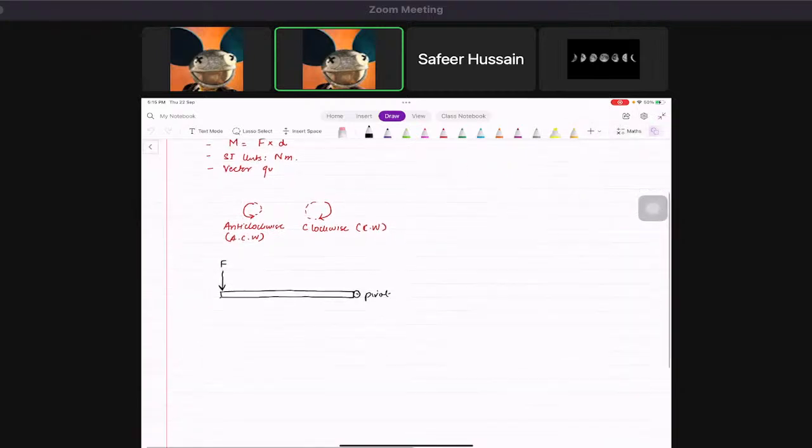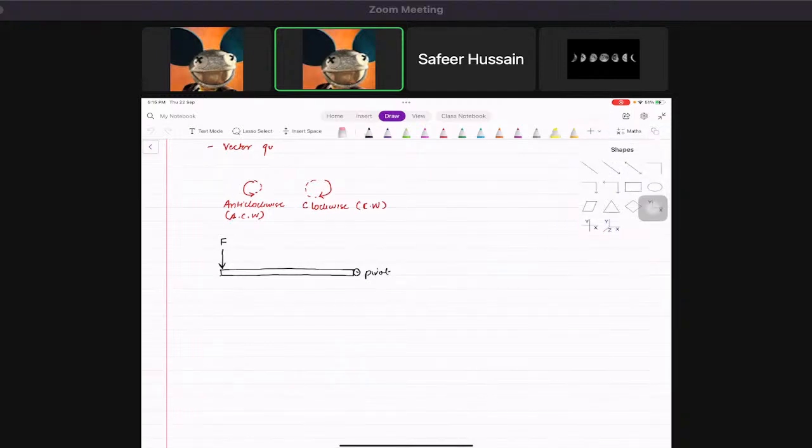Okay. So basically this distance is the perpendicular distance to the pivot that causes a moment, and you can see that this is going to just rotate like this. So the rotation that it causes is anti-clockwise, and you can look at it from there.